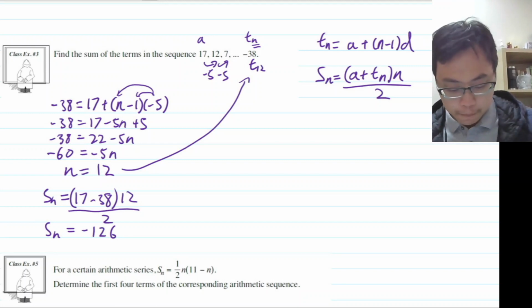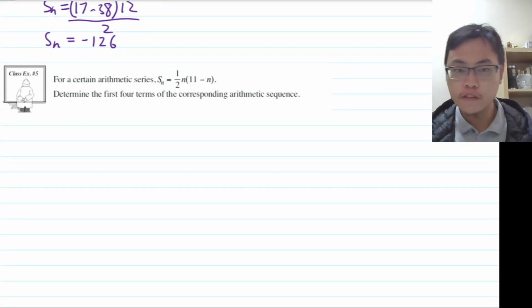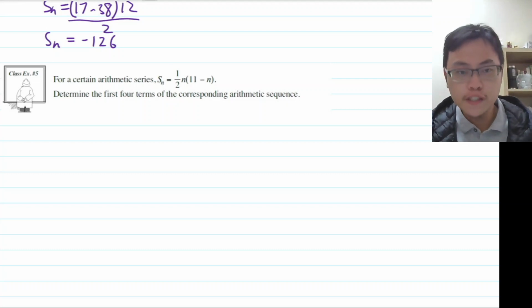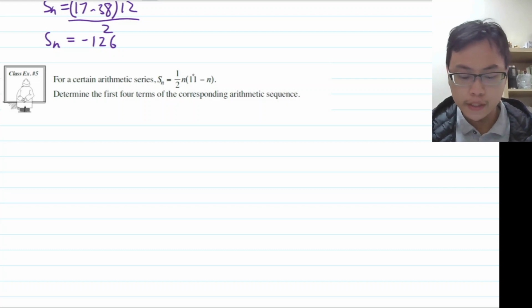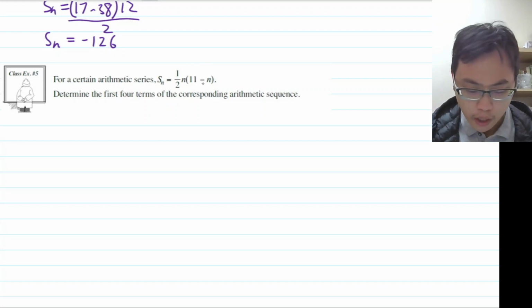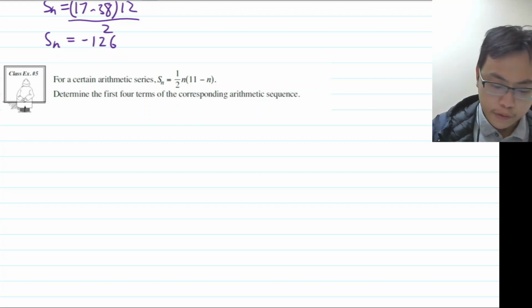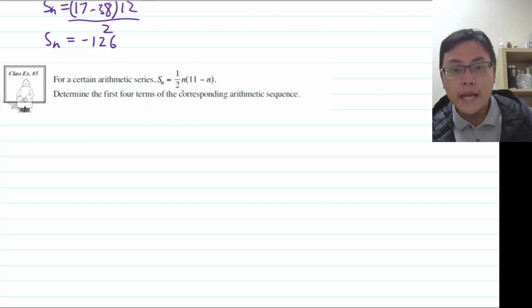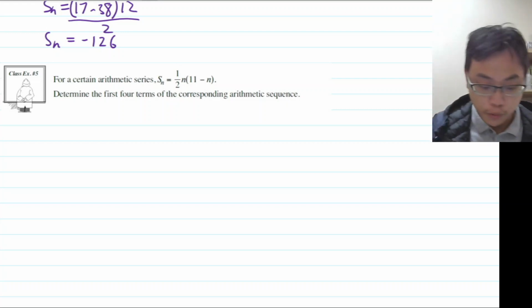Now, there are certain questions where it gives you an alternative formula for the series. Now this is a specific series. For this certain arithmetic series, the formula is half n bracket 11 minus n. Using this, we'll need to determine the first 4 terms of the corresponding arithmetic sequence. This is already the series, a formula to give us the sum of the first n terms. So we can work out what the sum of the first term is. We're going to put in 1.